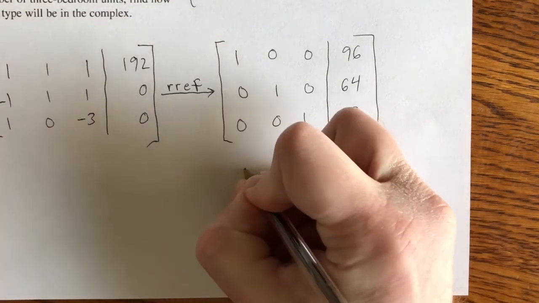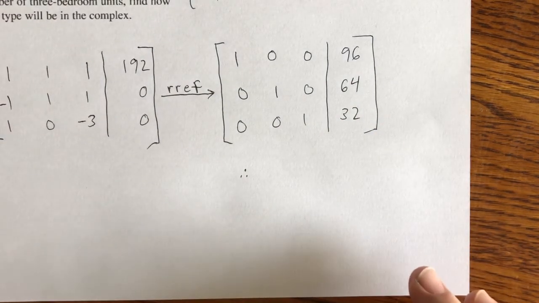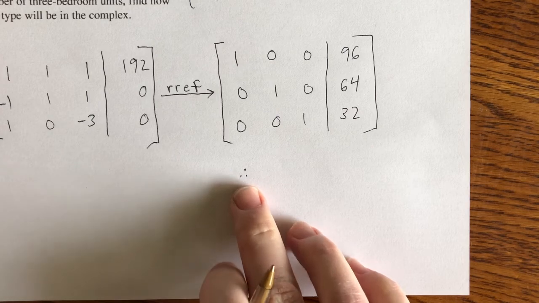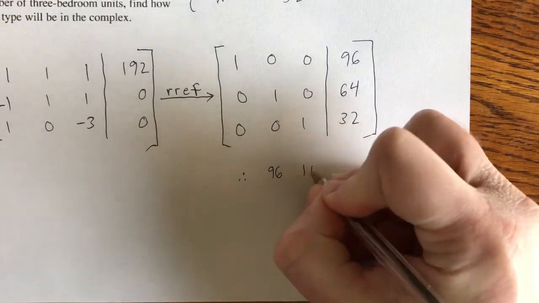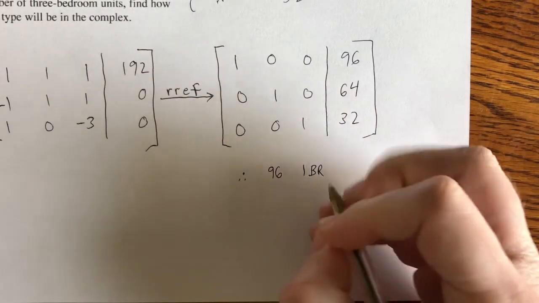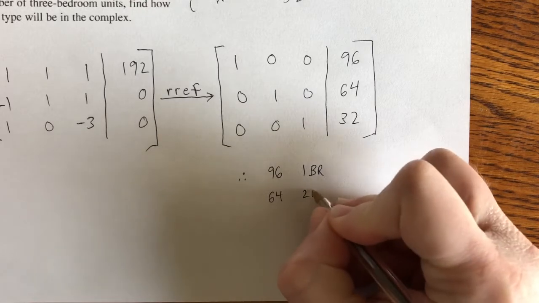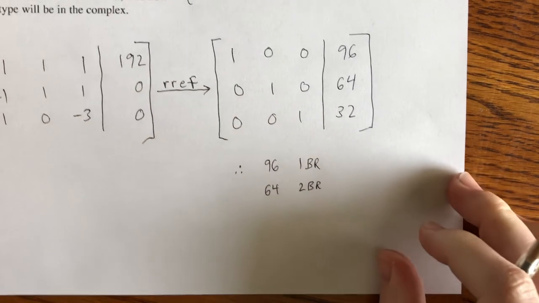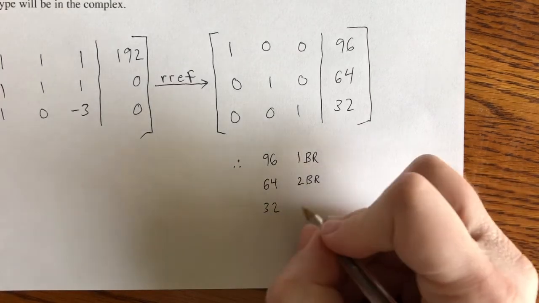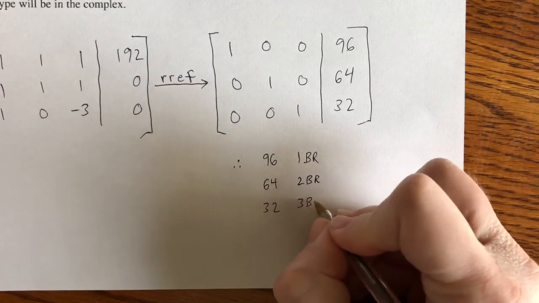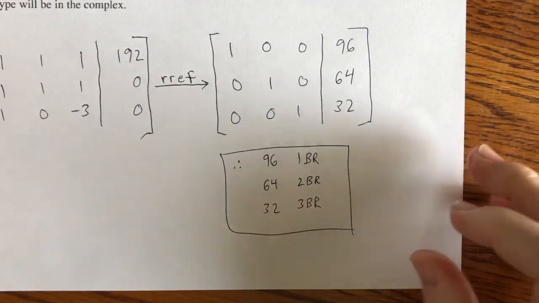So therefore, I guess you don't need to put the three dot triangles there, but to represent the statement therefore, but whatever. So therefore we have 96, let's just abbreviate this, 1 bedroom units. We have what? 64 2 bedroom units. And we have 32 of the family style, 32 3 bedroom units. So make sure you're always answering the question that's being asked on a word problem.